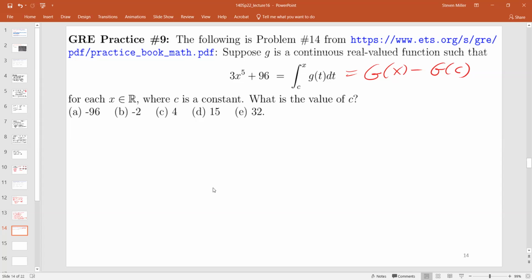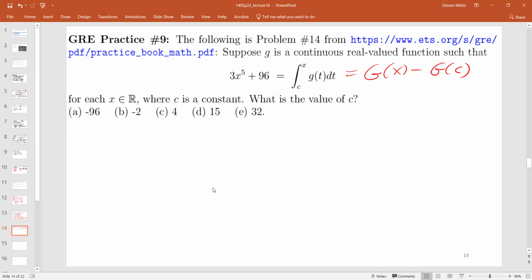What do you think x should depend on? c, x should depend on c. Can you give me a good choice of x as a function of c, where the integral from c to x would be very easy to compute? It works both ways. I was actually thinking c. When you take x equals c, what is the value of the integral?